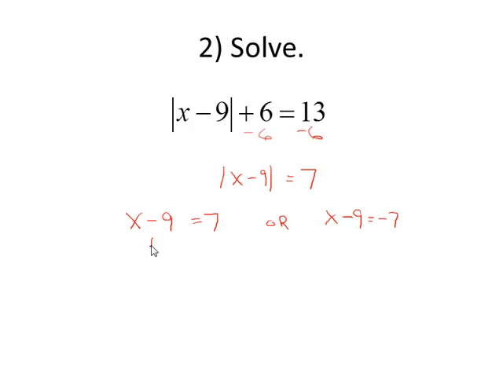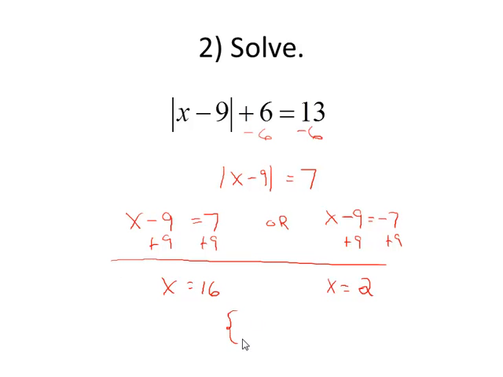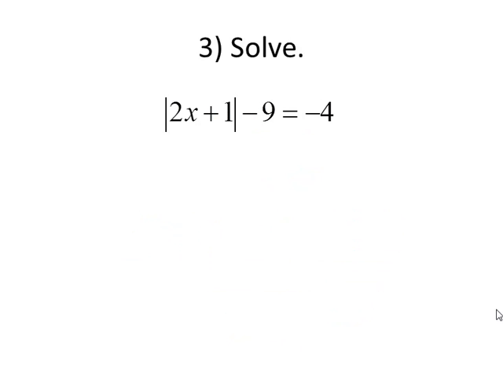And I can solve these by adding 9 to both sides of both equations. And I'm left with x equals 16, or x equals positive 2. Solution set 2, 16. So that was isolate first and then split. Same idea here. You want to be careful.